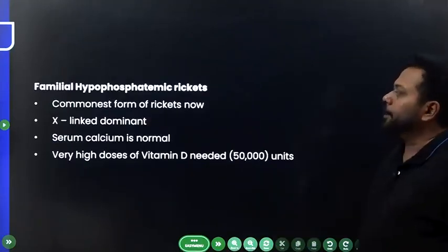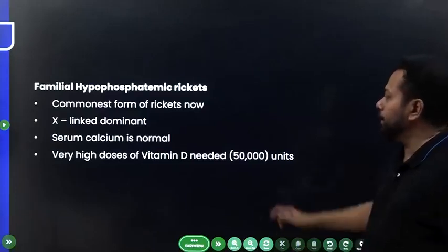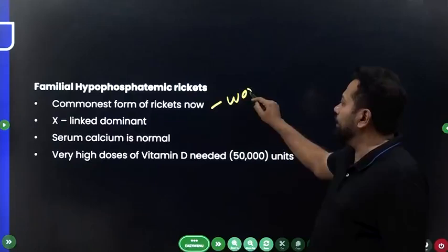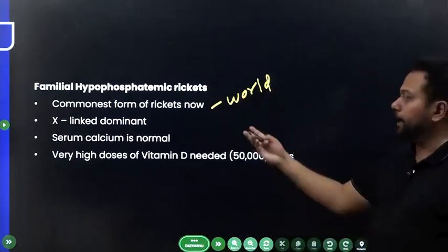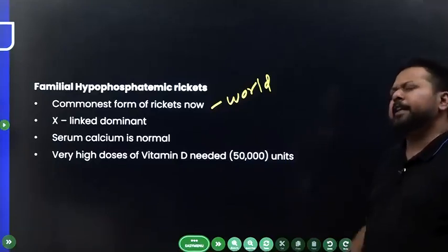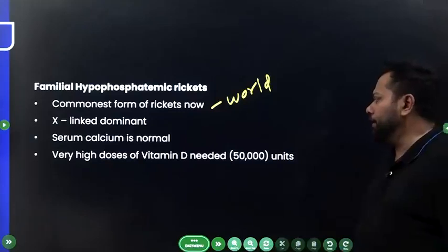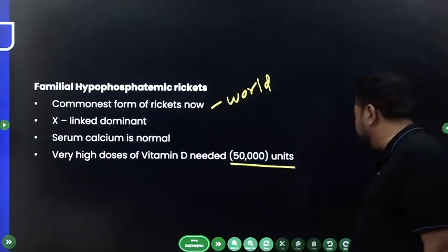Then comes familial hypophosphatemic rickets. This is called renal rickets. Commonest cause of rickets now worldwide, not in India. It's X-linked dominant, 10 lakh times repeated MCQ. Serum calcium is normal. It is very resistant to vitamin D. The initial loading dose may be 50,000 units.